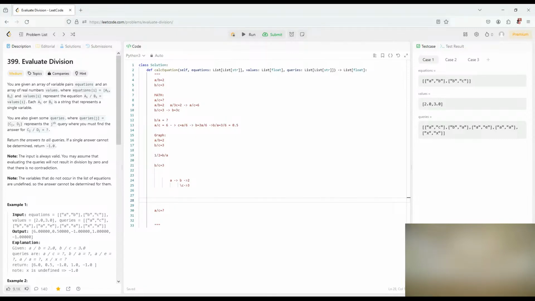We have A connected to B is a 2. But B connected to A is, okay, let's call it like this, 1 divided by 2.